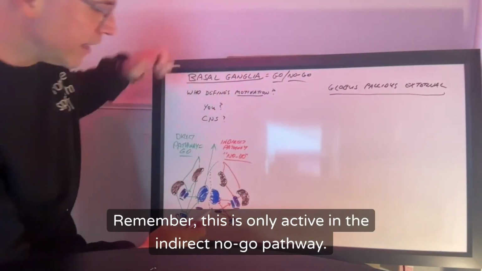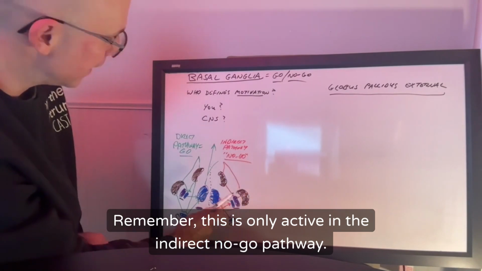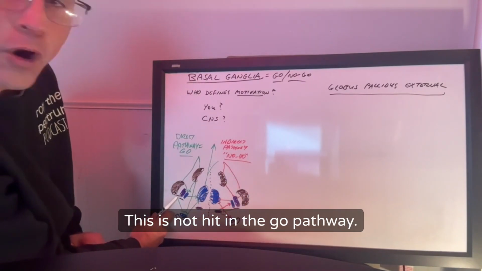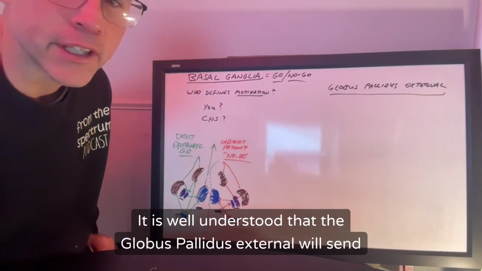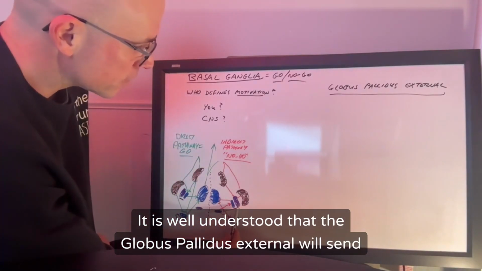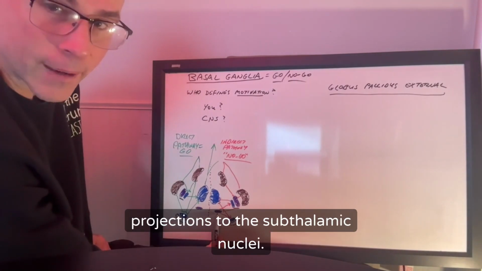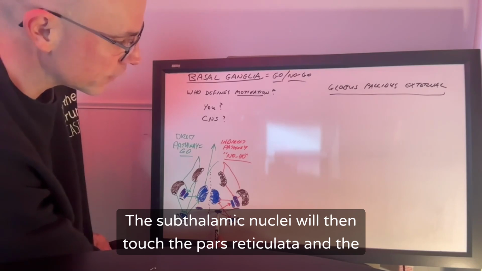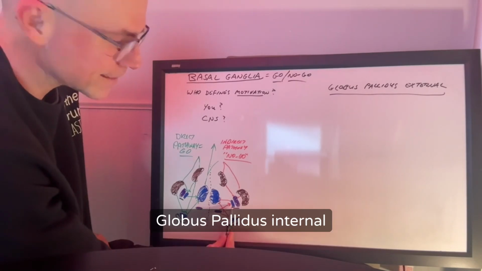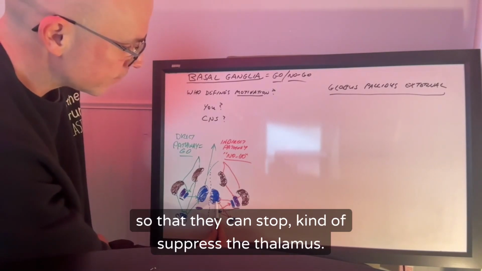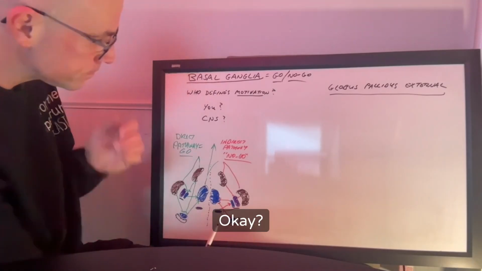External. Remember, this is only active in the indirect no-go pathway. This is not hit in the go pathway. So the no-go pathway. It is well understood that the globus pallidus external will send projections to the subthalamic nuclei. The subthalamic nuclei will then touch the pars reticulata and the globus pallidus internal so that they can stop, kind of suppress the thalamus. Okay?